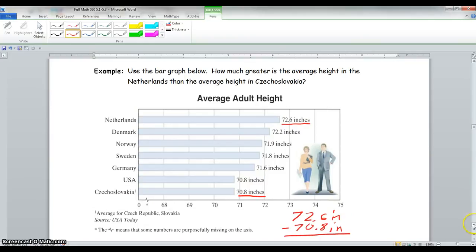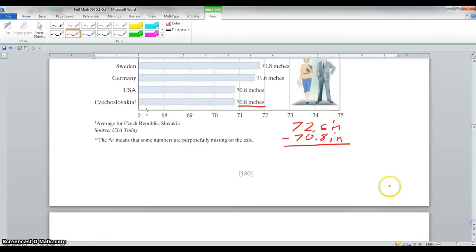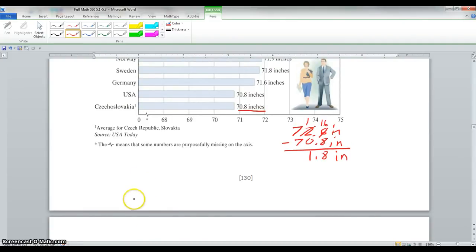So I set this problem up, and now we subtract. We know we cannot subtract 8 from 6, so we have to borrow 1 from this 2, and 6 becomes 16. 16 minus 8 is 8, and we bring down our decimal. 1 minus 0 is 1, and 7 minus 7 is 0, so it'll be 1.8 inches. And this is it from section 5.2.